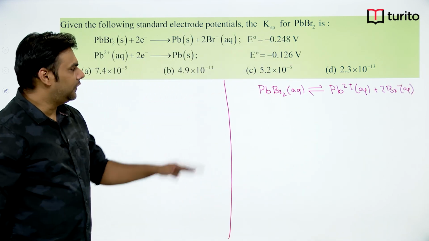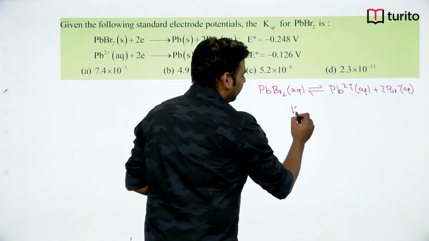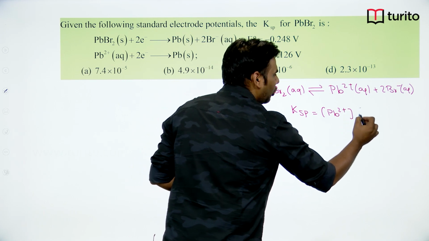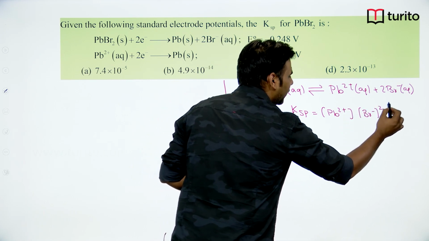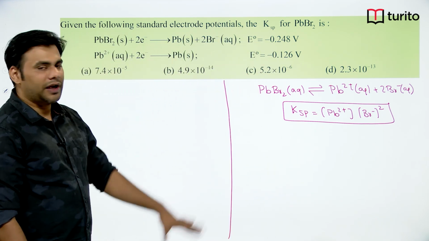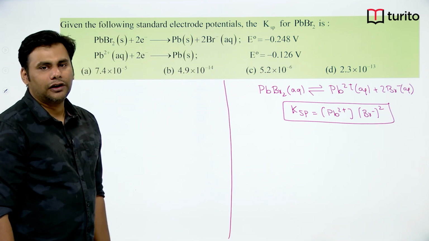Okay, so we need to find the Ksp. We know that the value of Ksp would be the concentration of Pb2+ times the concentration of Br- raised to the power 2, when the solution has reached saturation, or the equilibrium has been established. So we need to find the value of this.